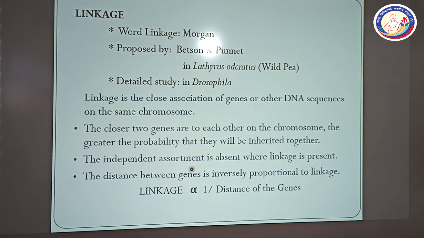Independent assortment is absent where linkage is present. This is the important fact. Where linkage is present, there will be the absence of independent assortment. The distance between genes is inversely proportional to the linkage. You can see the relationship between linkage and the distance of the genes. Linkage is inversely proportional to the distance of the genes.